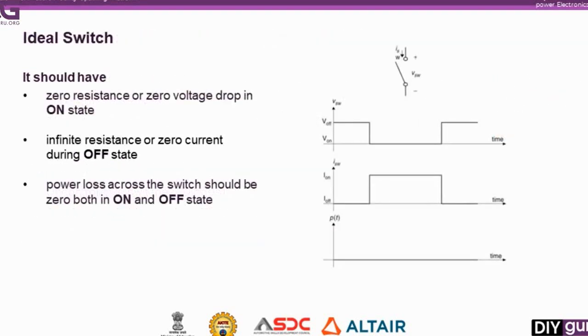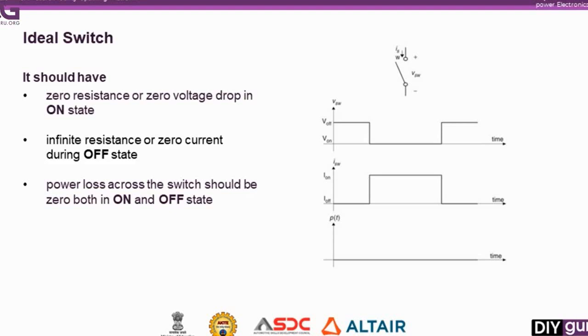Before moving on with the power electronic switching devices, let's understand what an ideal switch is. This will set a benchmark to compare in further slides. So an ideal switch should have no voltage drop in on state. This is the first characteristic, and the second being the zero current during off state, and the third, very important one, is that there is no power loss in both on and off states.